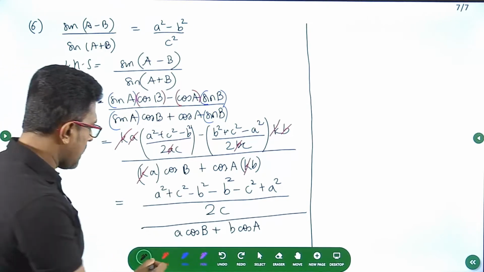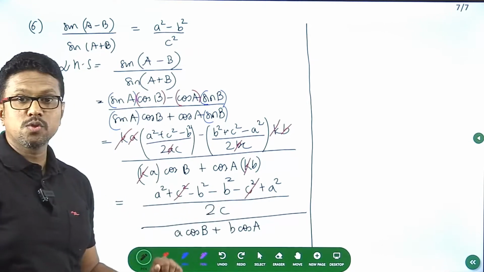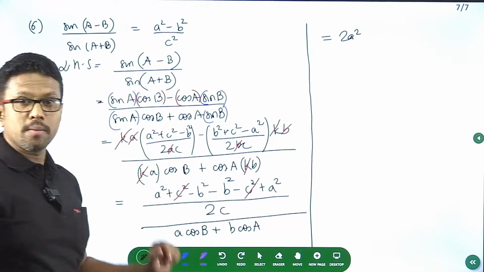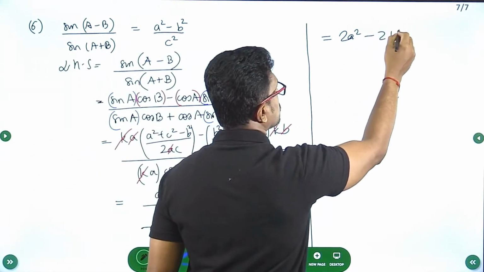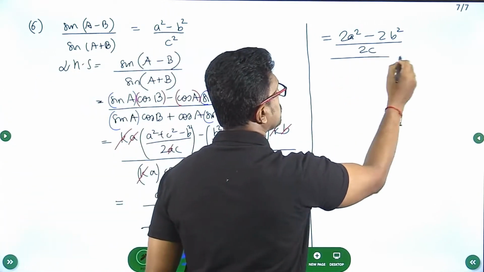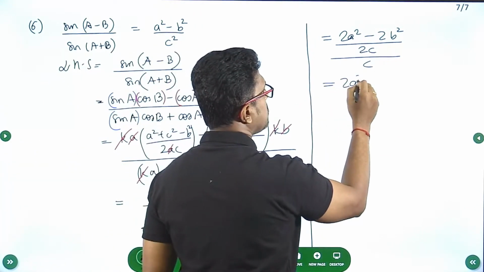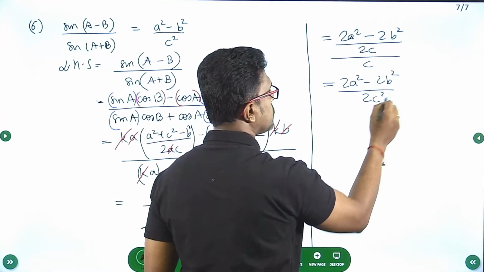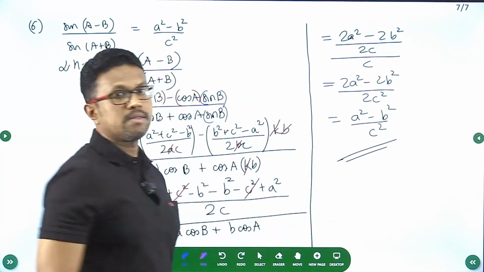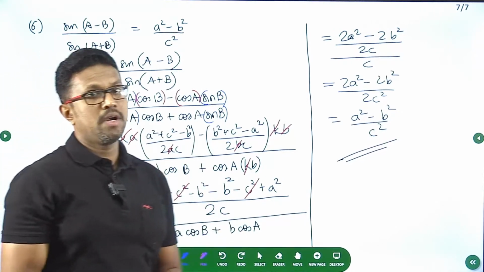What else can be cancelled? यहाँ पे देखो प्लस c स्क्वायर माइनस c स्क्वायर भी कट हो जा रहा है. A square plus a square became 2a square. Minus b square became minus 2b square. 2c and this value was at the denominator, that is also c. Of course ये दोनों multiply होने पे that will become 2c square. So I can get 2a square minus 2b square upon 2c square. 2 cancels, a square minus b square upon c square. So this is what we will be getting as the answer. Correct? So this is how we have to solve the question.